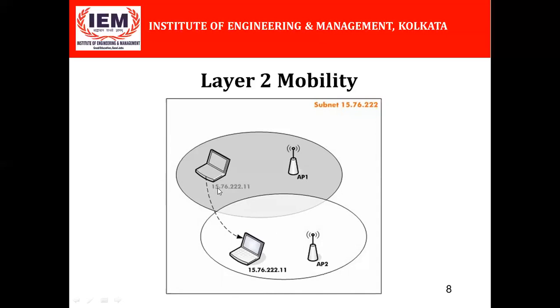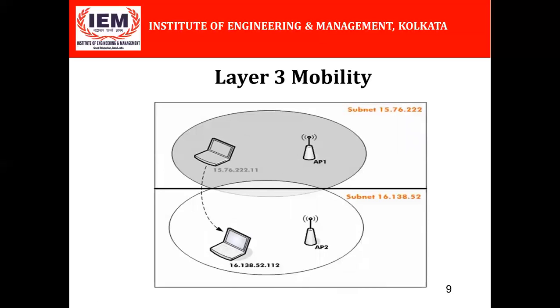That is the mobility. But what happens? Their address is exactly the same. The previous address is 15.76.222 under this subnet mask with its own address, that is .11, but it can move from access point 1 to access point 2. So the address may be different, may be changed. This is layer 2 mobility. This is the basic concept about the IP communication.